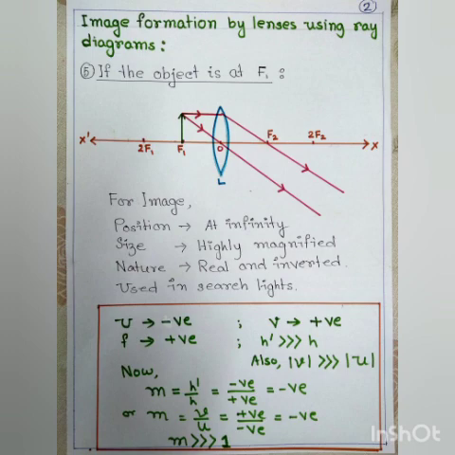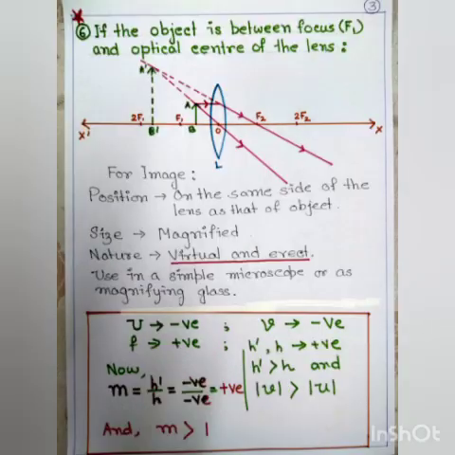So magnification is equal to h prime by h. Just substitute the values with negative sign, therefore magnification will be negative. And if you consider the relation m equals v by u, then also we will get negative magnification. And here magnification will be very much greater than 1.